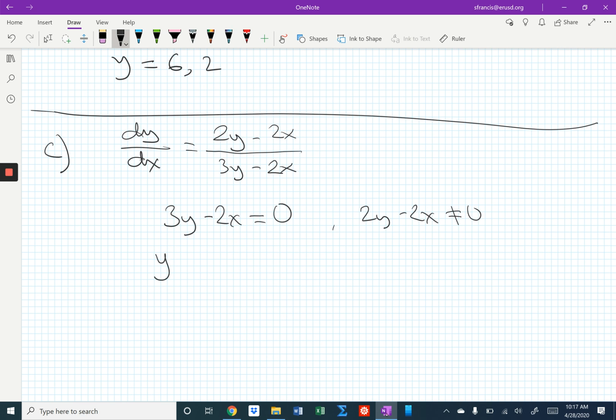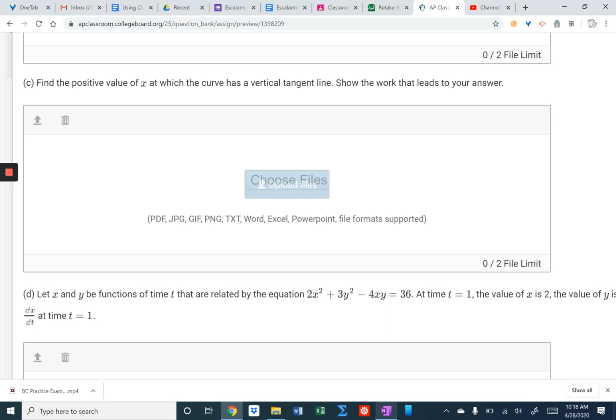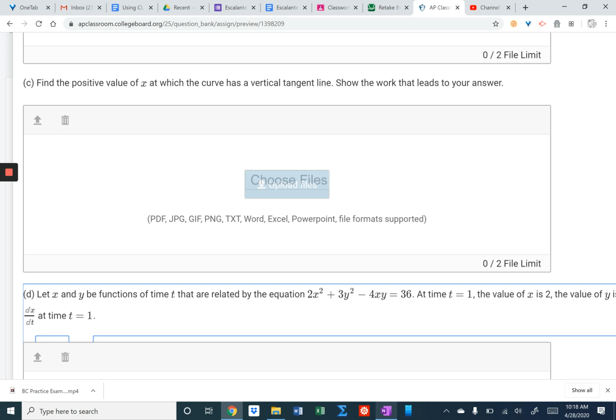But if we solve this for y, we're going to end up with, add the 2x and divide by 3, so we'll get 2/3 x. And this doesn't give me the answer to the question. It gives me a relationship, but not every point on that line, y equals 2/3 x, answers this question. I only want the ones that are on that curve, so I have to do a little bit more work, okay?